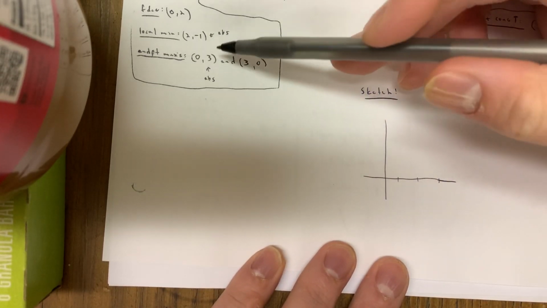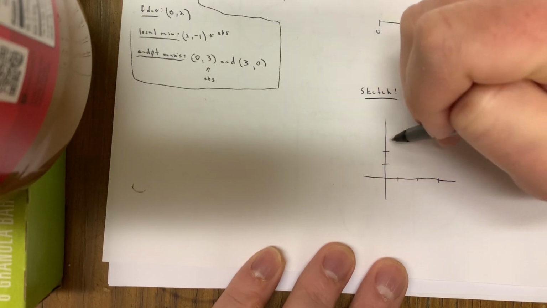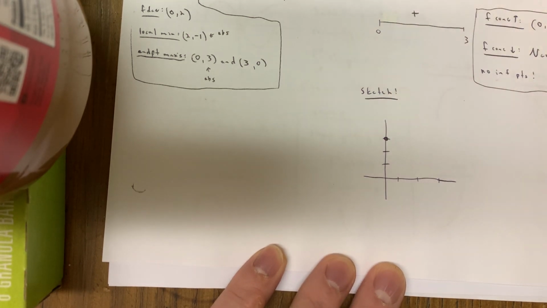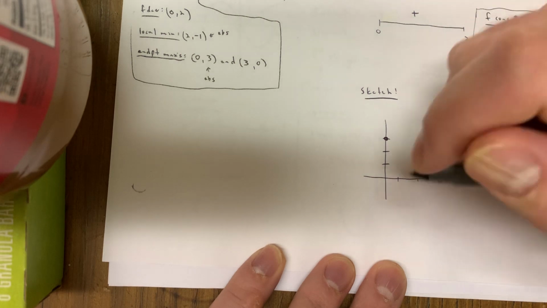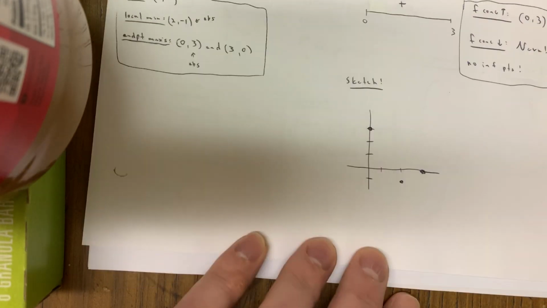How high does this thing go here as far as points? It looks like 3 is the highest y value you have to worry about, so I'll get a little something like this going on. So it's 0, 3, little point for me. We know there's an endpoint at 3, 0. And we know there's a critical point at 2, -1.